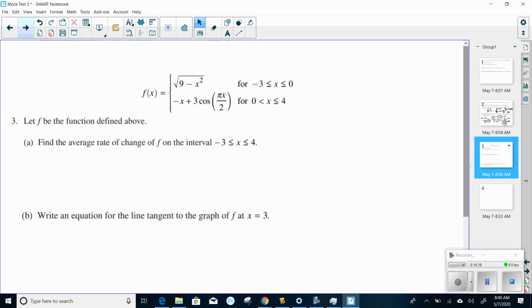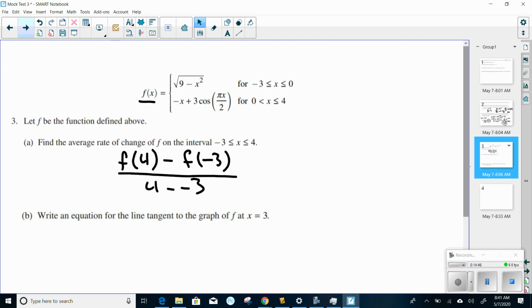Okay, the last question was this one. They give you this function f of x. It's a piecewise function, and they want you to find the average rate of change. Remember, if we have f of x, we want to find the average rate of change. All I do is find the slope from negative 3 to 4. So I go f of 4 minus f of negative 3 divided by 4 minus negative 3.